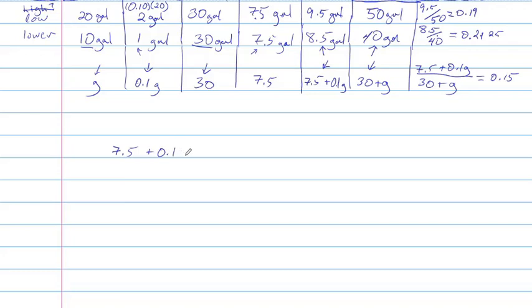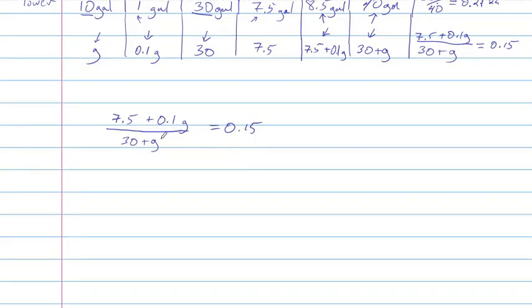Rewrite the equation, 7.5 plus 0.1 G all over 30 plus G, and that I want to equal 0.15. So here's the algebra steps. We multiply both sides by this denominator. Now, to be clear, what we're eventually trying to get is G by itself. Okay, so if I multiply both sides of the equation by that denominator, I'm going to have this.